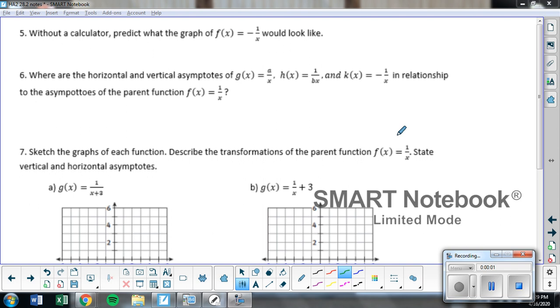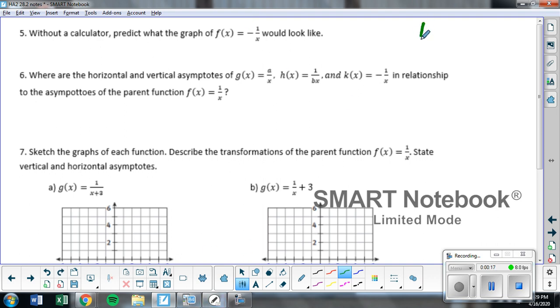This is part 2 of the 28-2 notes, so we're on number 5. Without a calculator, predict what the graph would look like. What do you think? You guys are smart. What's this going to do? That's going to reflect it over the line y equals x.